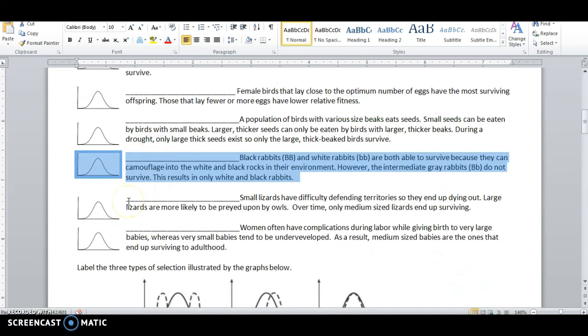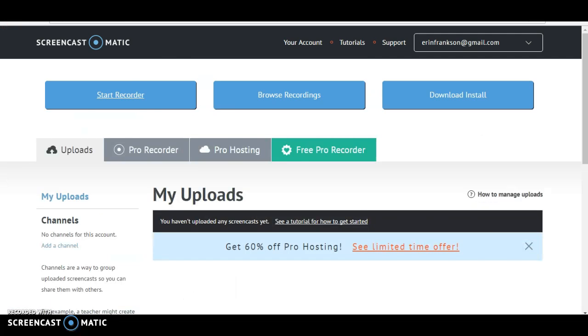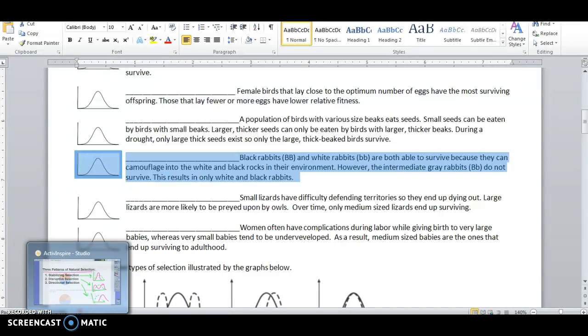All right, 2 more to go. Small lizards have difficulty defending territories, so they end up dying out. Large lizards are more likely to be preyed upon by owls, so they die too. Over time, only medium-sized lizards end up surviving. So only the medium ones end up surviving.